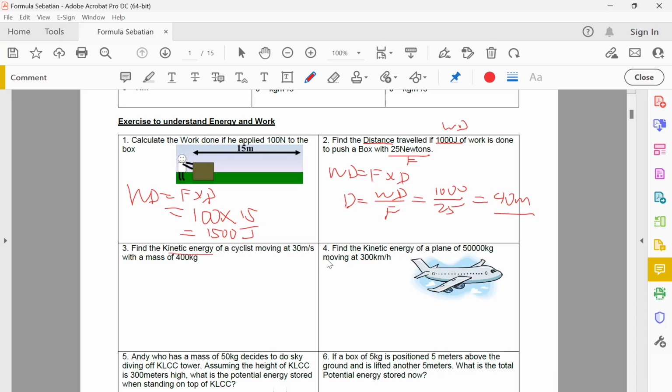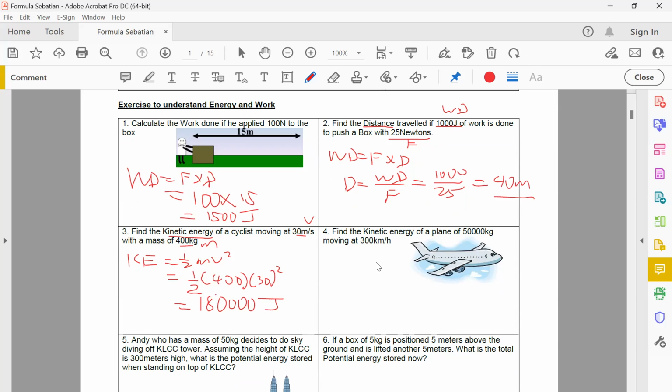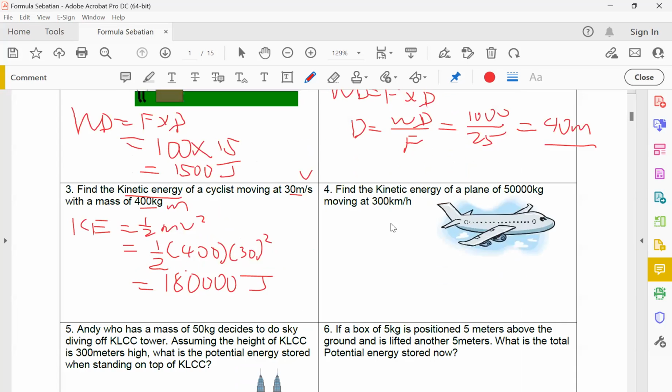Then find the kinetic energy, given that this is the velocity and this is the mass. Obviously, your kinetic energy formula will be half mv squared, which in this case here will be half times 400 multiplied by 30 squared. Press that in your calculator and you'll get 180,000. What's the unit? Joules.